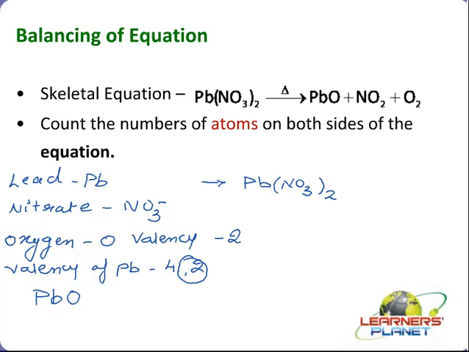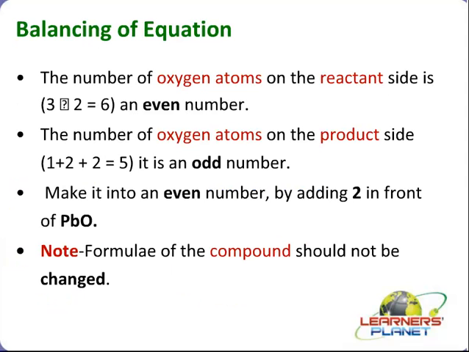How will we start balancing? Count the number of atoms on both sides of the equation. Now let's start counting. I'll write the equation here again for you. What was our equation? Pb(NO3) twice, when I am heating it, what I am getting is lead oxide PbO plus nitrogen dioxide plus oxygen. This was our equation.